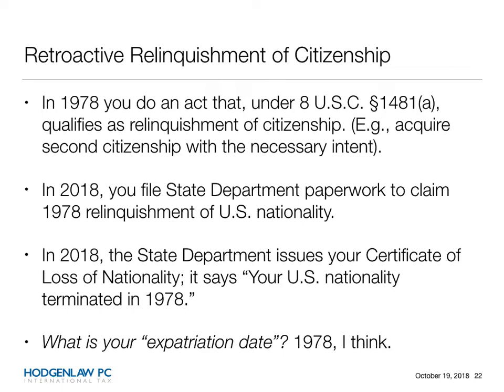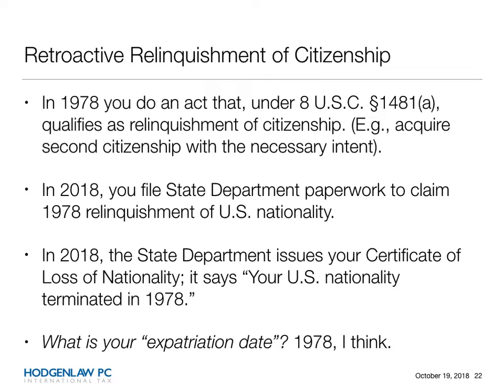You give a Form DS-4079 to the State Department, somebody at the local embassy or consulate, and you say, hey, in 1978 I became a Canadian citizen, and I intended to terminate my U.S. citizenship, and therefore my voluntary act terminating U.S. citizenship occurred in 1978. In due course, the State Department agrees with you, issues the certificate of loss of nationality, and says, we agree, you stopped being a U.S. citizen in 1978. So the big question for Form 8854 is, what's your expatriation date?